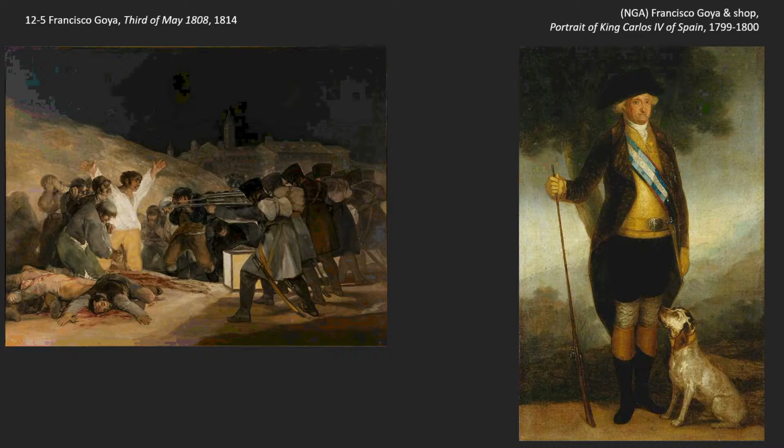We have quite a few portraits from that court, and here's one from the group, from his shop. He probably worked on parts of it only. It's down at the National Gallery, showing Carlos, who didn't seem to mind looking kind of stupid in his portraits. It wasn't particularly cleaned up by Goya.